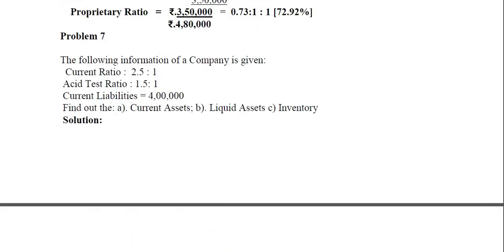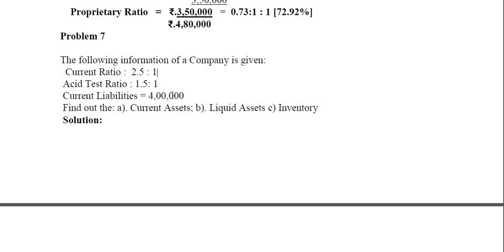I repeat, see here current liabilities are given 4 lakh and current ratio is given 2.5:1. So current assets are 2.5 times that of current liabilities. So if you have to calculate the current assets, you have to multiply 4 lakh with 2.5. So you will get 10 lakh. That is the value of current assets. Similarly, acid test ratio. Here we have to assume that acid test ratio is equal to liquid assets divided by current liabilities.